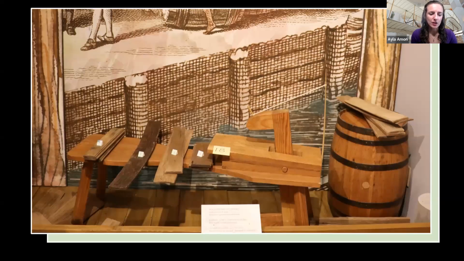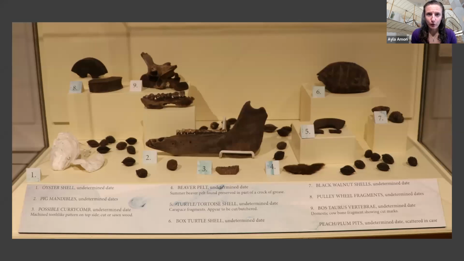And they found building materials like shingles and boards and staves that would have been used for housing, for docks, for boats, and for all different kinds of building projects. And they found foodstuffs. So you can see here bones from pigs, cows, fish, and turtles, as well as peach and plum pits. So this kind of hints at some of the food that is being consumed in the area. There is even a preserved beaver pelt, which is number 4 in the case on your screen.